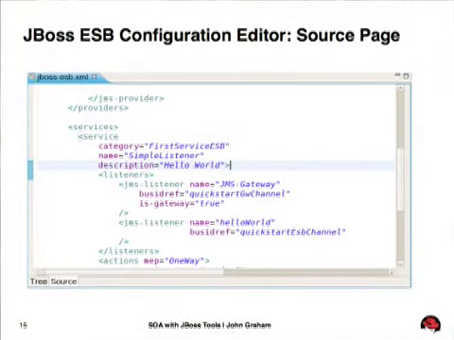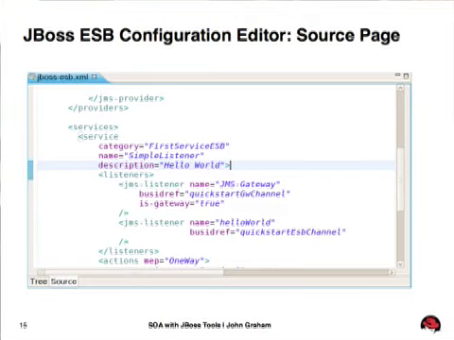So the JBoss ESB configuration editor we have is what we call a structural editor. So it's not a graphical editor where you're sort of wiring things together, but it's not an XML editor where you're writing XML and trying to remember what was this and maybe getting some suggestions. It's somewhere in between the two, but it's pretty straightforward.